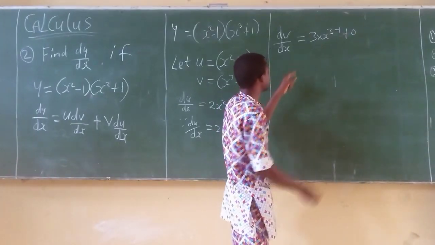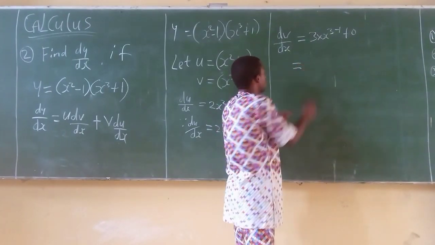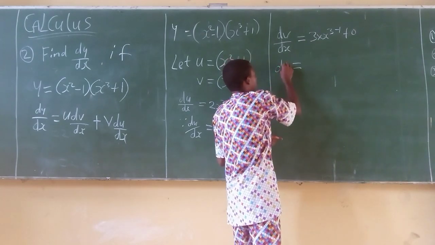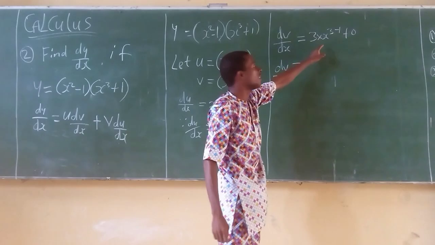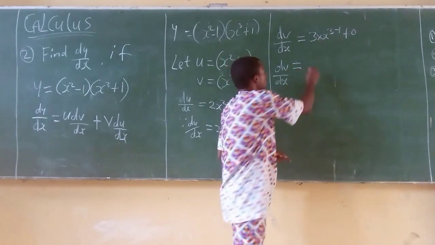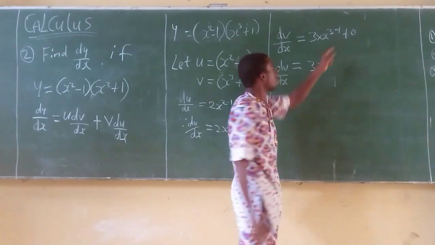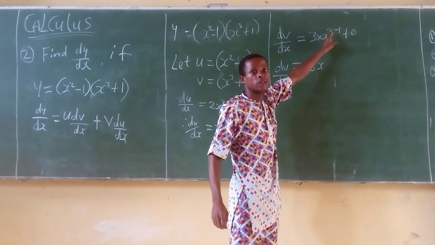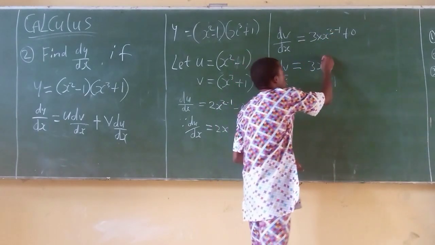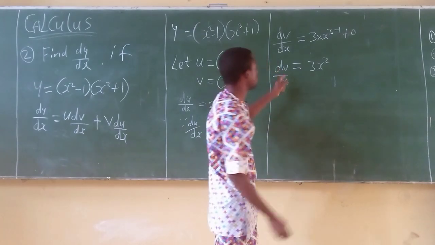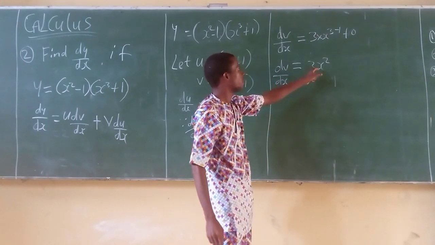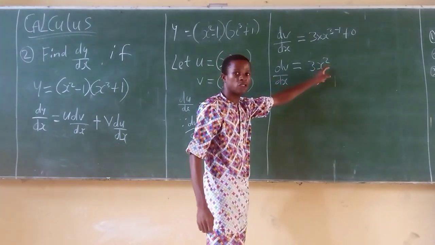Now, in this case, we have dv over dx becomes equal to what? 3 times x is what? 3x. Then 3 minus 1 is what? 3 minus 1 is 2. So we have 2 here, plus 0, 0 is already 0, right? So our dv over dx becomes 3x squared, right?